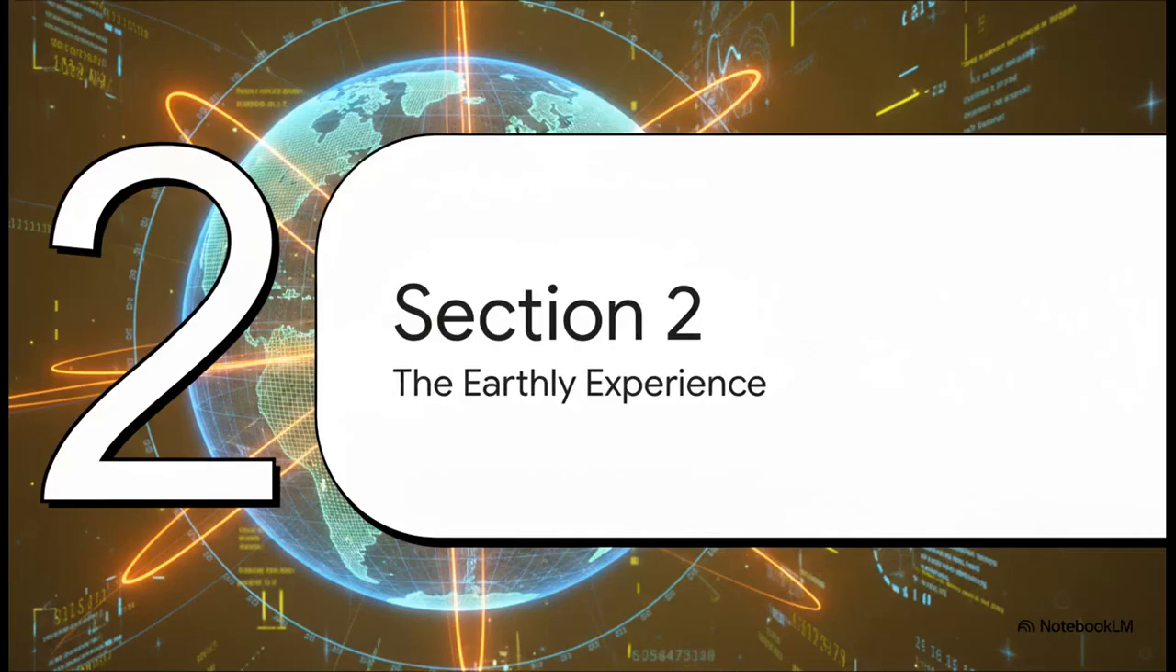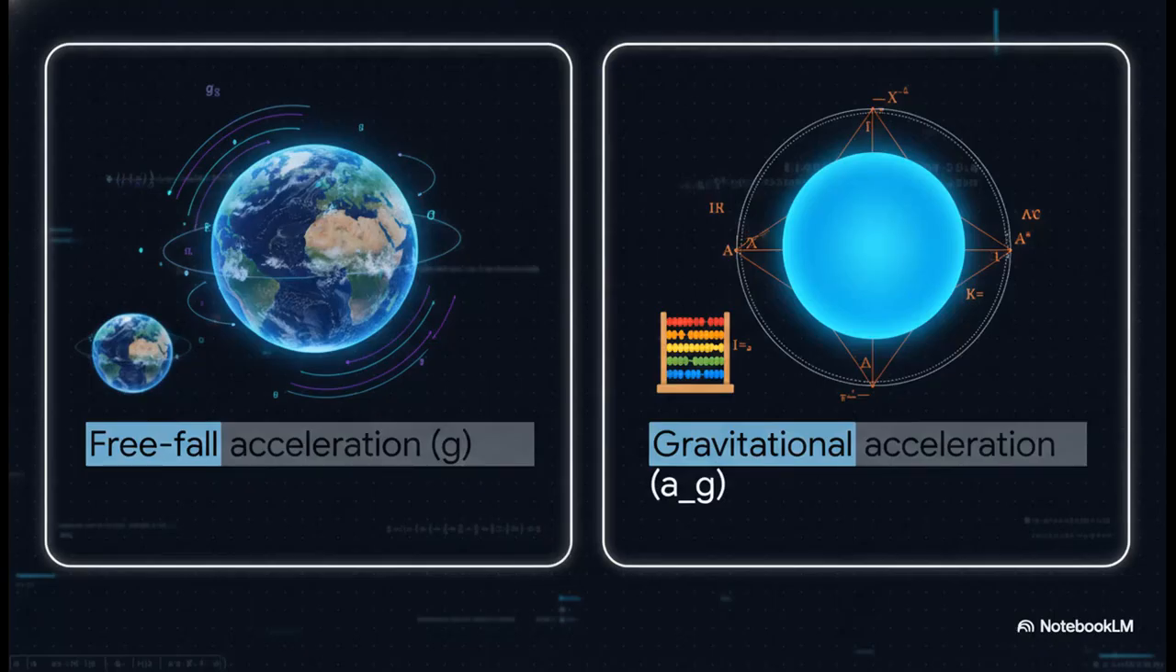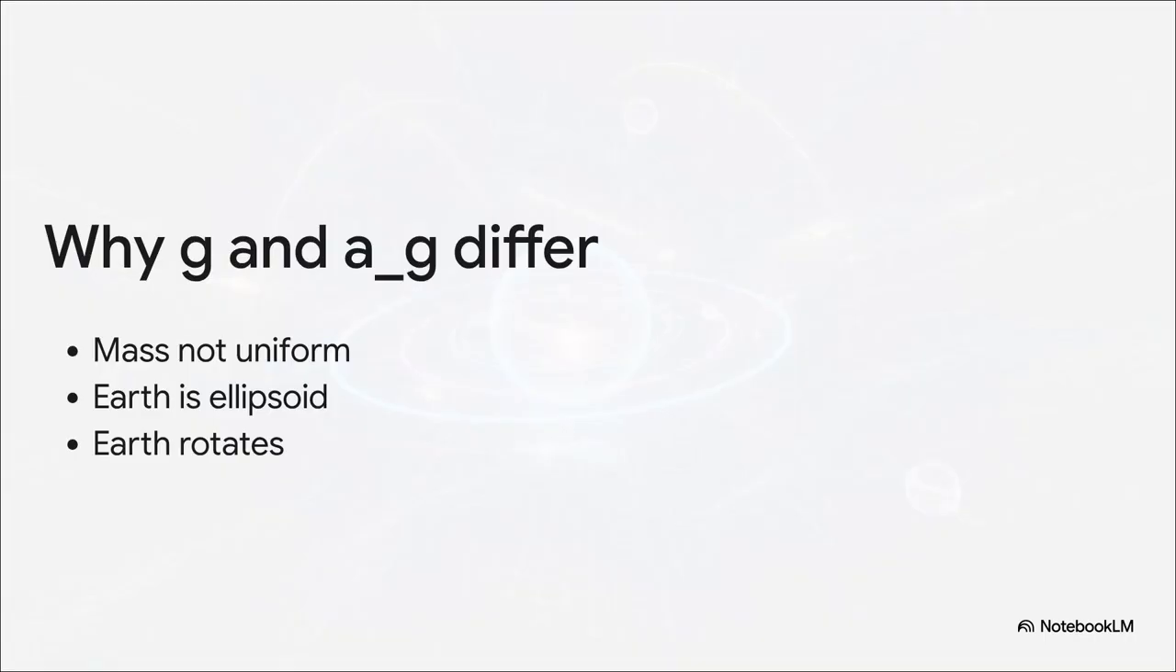Moving on to Section 2. The earthly experience. Now, you're probably super familiar with using the standard g of 9.8 meters per second squared for an object in freefall. We use it all the time. But the actual theoretical gravitational acceleration, what physicists refer to as a sub g, is slightly different. See, this a sub g value is calculated by assuming Earth is a perfect, uniform, completely non-rotating sphere. And, well, spoiler alert, it definitely is not. The reasons why these two numbers differ are actually super fascinating.